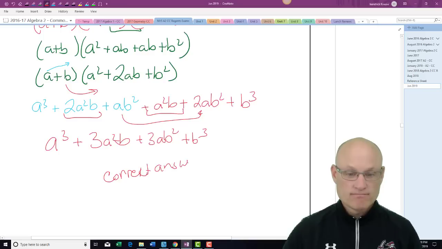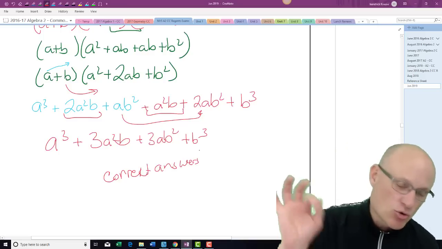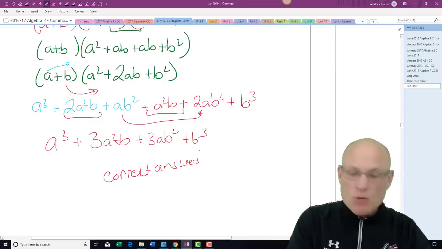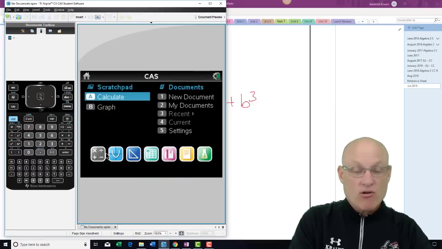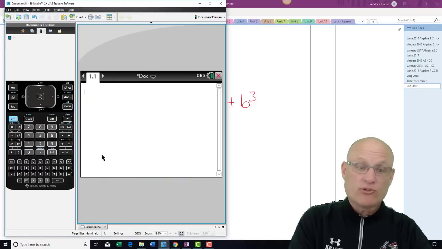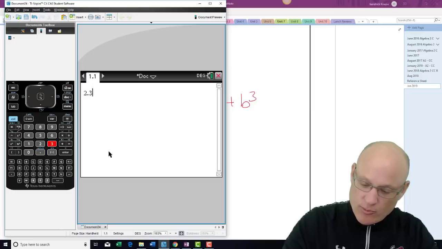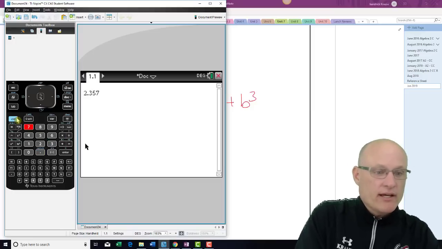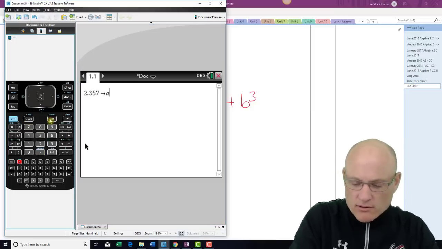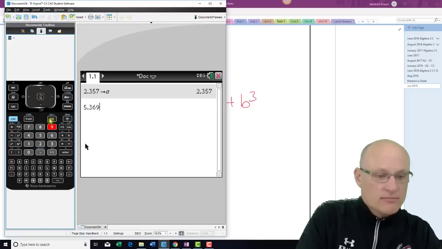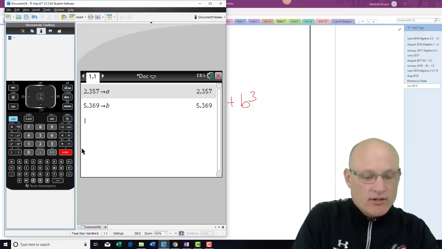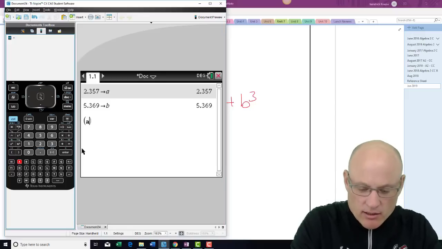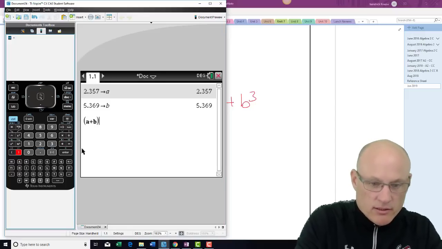answer. Now, how can I make sure that's the correct answer? 100% make sure that's the correct answer. You come over to the old calculator. There are calculator tricks that you should be using to at least check your answers. 2.357, store that into A. 5.369, store that into B. Enter. Now type in A plus B cubed.